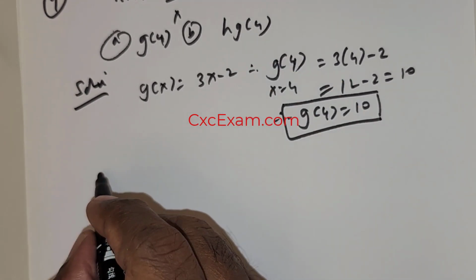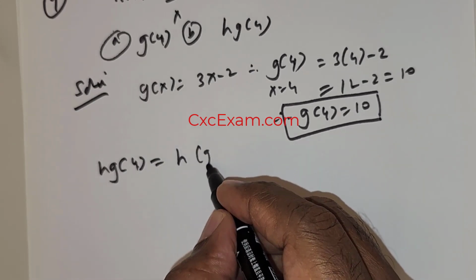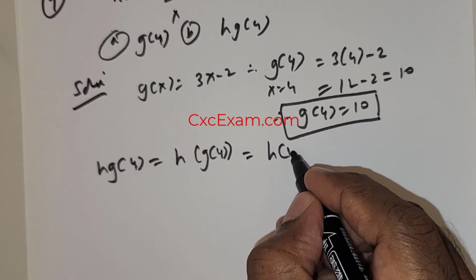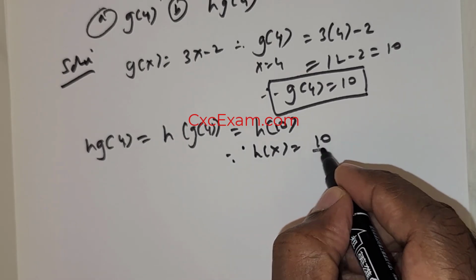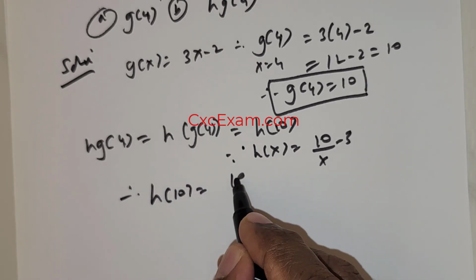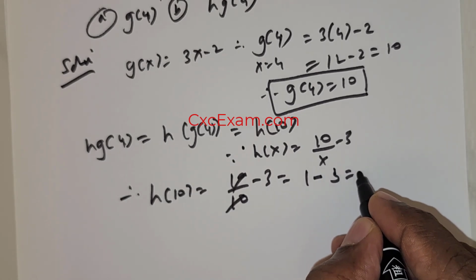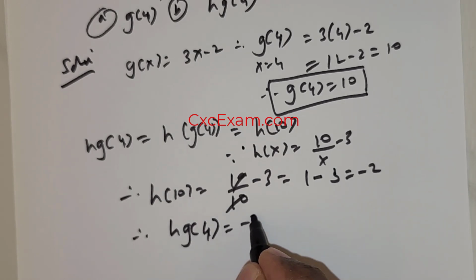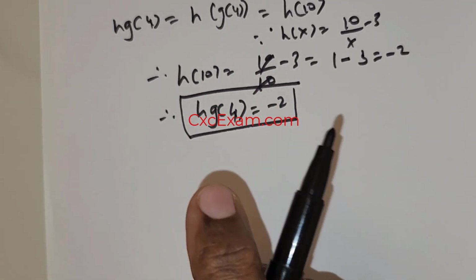Now we have to obtain hg of 4, which can be rewritten as h of g of 4, and g of 4 is 10. Now since h of x is 10 over x negative 3, therefore h of 10 is equal to 10 over 10 negative 3. 10 gets cancelled, giving you 1 negative 3, which is equal to negative 2. So therefore hg of 4 is equal to negative 2. So that completes that question.